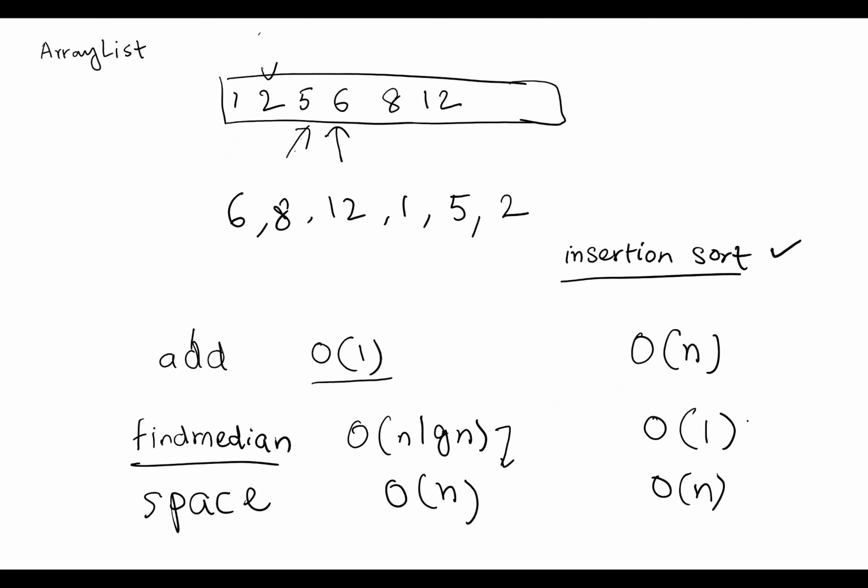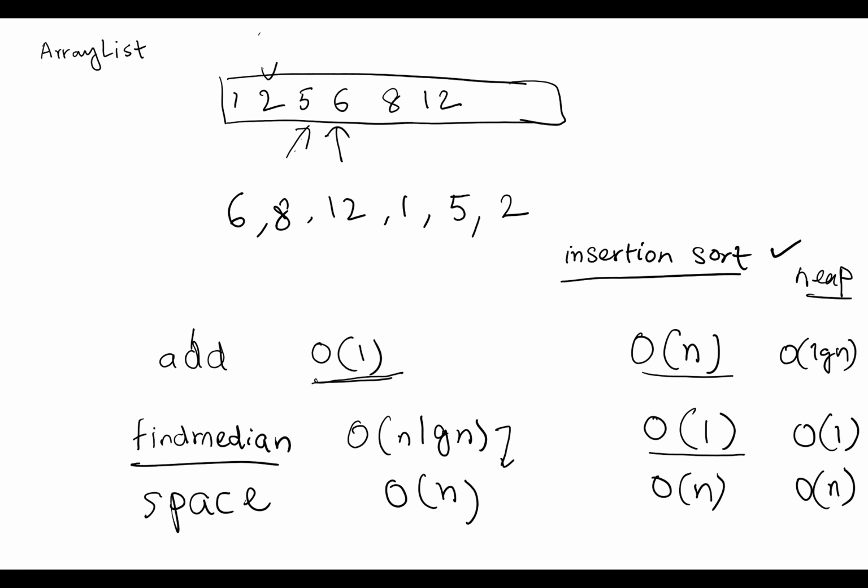In the previous case, if I wanted to make the find median order of 1, the add was order of n. But this time, if I have a heap, add becomes order of log n, and find median becomes order of 1. Okay. And the space is obviously, I am keeping everything in the heap, so it's order of n. So let's go and check the code.